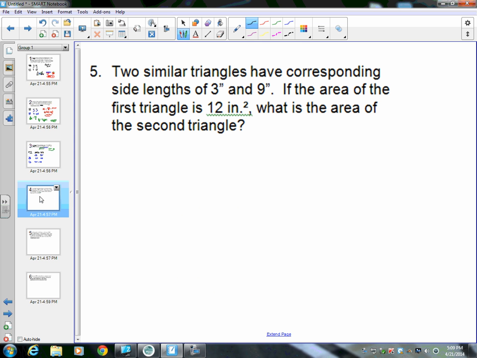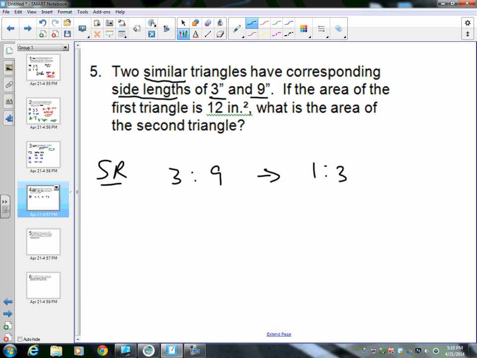Next question, number 5. Two similar triangles have corresponding side lengths of 3 inches and 9 inches. If the area of the first triangle is 12 inches squared, what's the area of the second triangle? Okay, so first, it's saying that these are similar triangles, side lengths of 3 and 9. So we can go ahead and write a similarity ratio, and it would be 3 to 9. This is comparing the side lengths. Thinking about this, 3 to 9, can this reduce? It actually can reduce, and we're going to write it as each can be divided by 3, so we get 1 to 3.